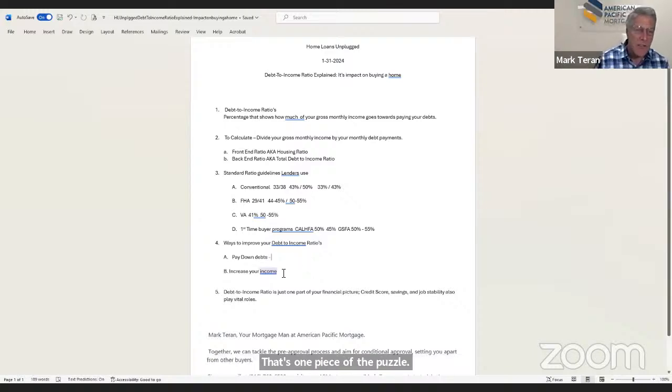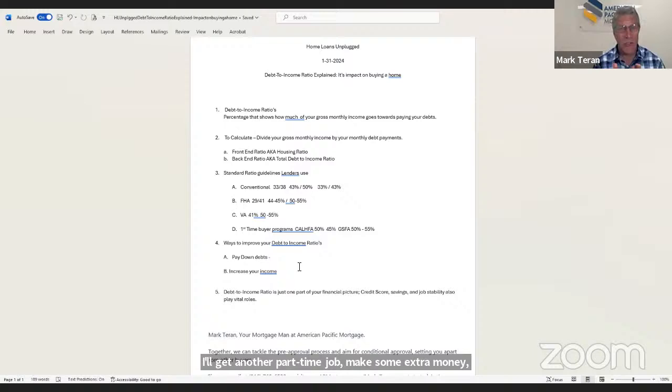Next piece of the puzzle is, well, hey, can we increase our income? And there are home buyers out there who say like, well, hey, I'll just get another job. I'll get another part-time job, make some extra money, and I'll use that for qualifying. And that's great. However, beware, I keep mentioning qualifying income because lenders have rules and guidelines on what they'll allow us to use to qualify.